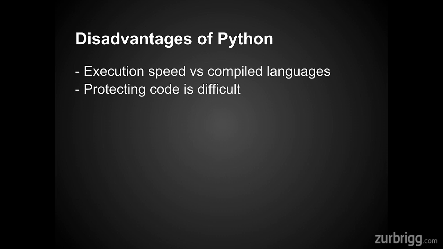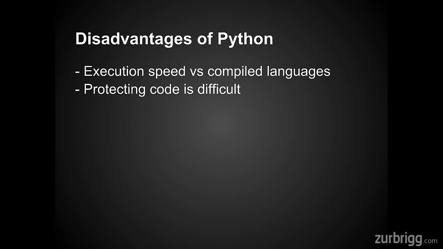Now, this will depend on the requirements of your application. When compared to a compiled language, Python's execution speed is generally slower. For applications involving large data sets, complex math, it can generally be beneficial to use a compiled language.